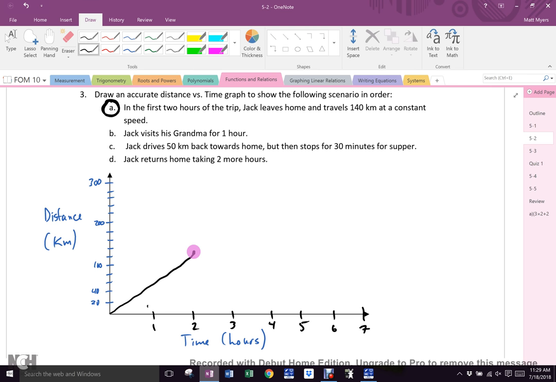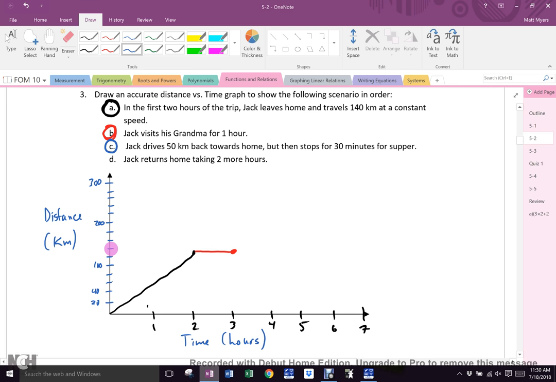Everybody good? Okay. What happened from hour 2 to 3, which I will graph in red? Visits his grandma. Does his distance change? No, because he's at his grandma's house. So what kind of line do we draw? Flat line, because distance doesn't change. Next line I'll graph in blue. Jack drives 50 kilometers back towards home. Where does the line go? He's only going to go 50 kilometers. So he was at 140, so he's going to end up at 90, yes?